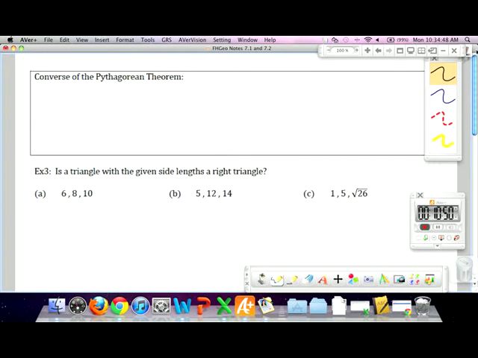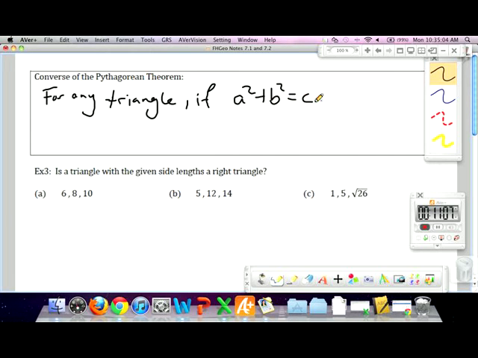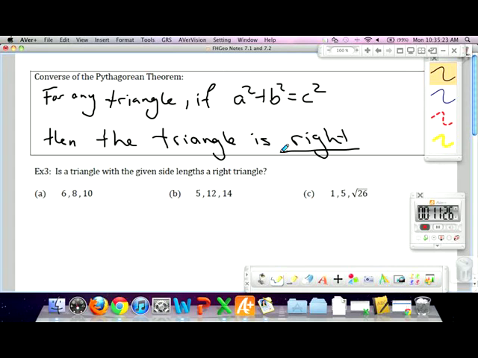It simply says that for any triangle, if a squared plus b squared does equal c squared, then the triangle is a right triangle. Regardless, if I ask you to tell me whether or not it's a right triangle, let's try to fit these numbers into the Pythagorean theorem.